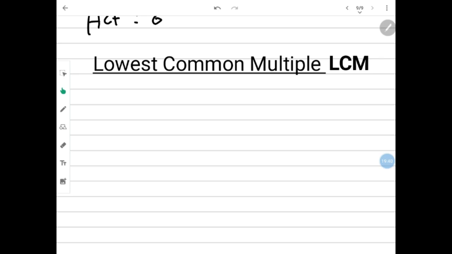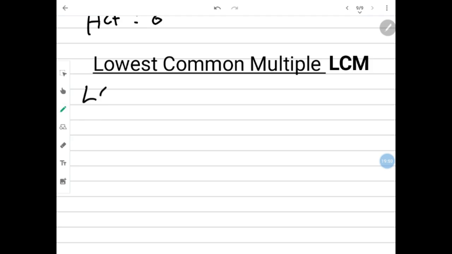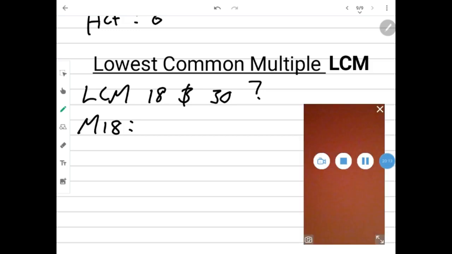Right. For the lowest common multiple, let's see if I have a simple example here. Oh yes, let's still keep to 18 and 30. Let's see, what is the LCM of 18 and 30? Right, LCM of 18 and 30. Right, so we start by writing down the multiples of 18. Right, multiples of 18. So you can use your calculator. A nice method here to use your calculator. Let me show you how we're doing it.